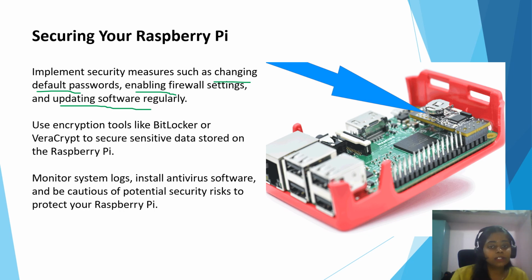Use encryption tools like BitLocker or VeraCrypt to secure sensitive data stored on the Raspberry Pi. So if some sensitive data is stored on the Raspberry Pi, you can either use BitLocker or VeraCrypt. And also monitor system logs, install antivirus software, and be cautious of potential security risks to protect your Raspberry Pi.